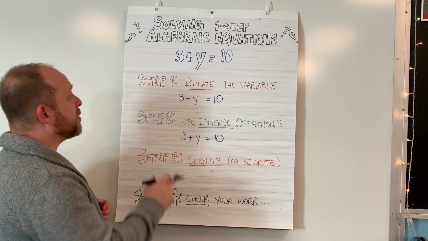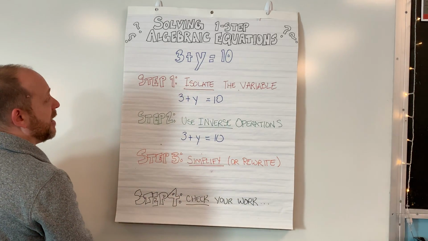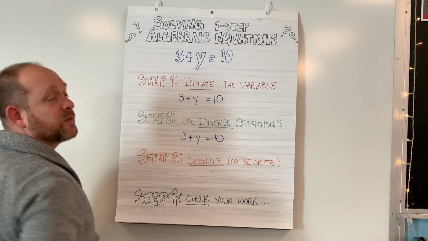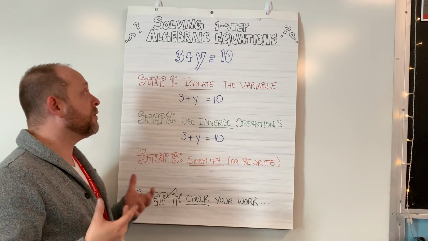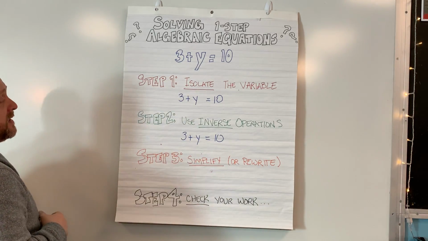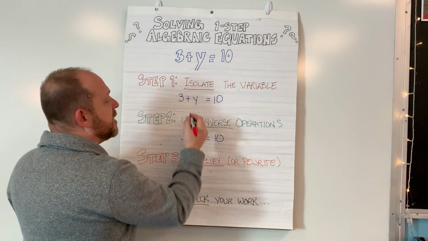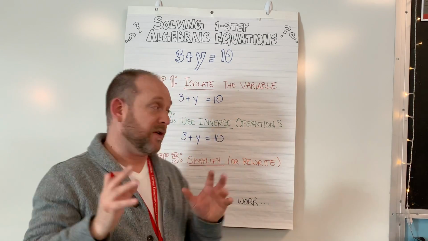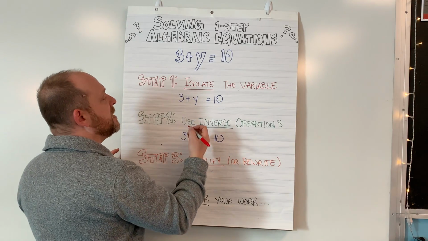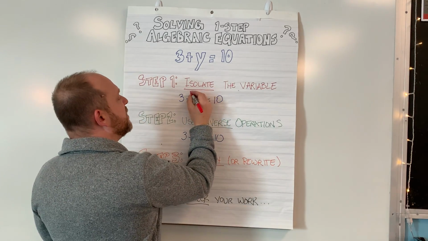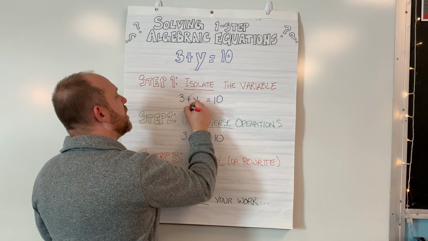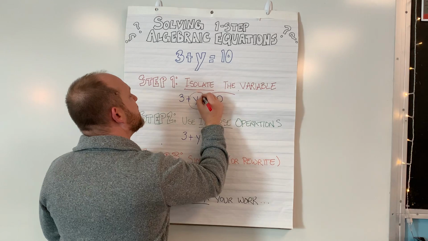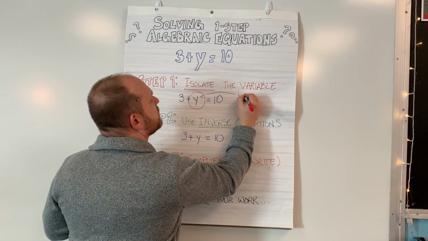So step number one, we need to isolate our variable. So we have the equation 3 plus y equals 10, and we're trying to solve for what? Well, in this case, we're going to solve for y. So I need to know what part of this equation I'm trying to get by itself. That's what it means to isolate. Isolate means to get by itself. So this is what I'm going for. I want the y. I want the variable. So isolate the variable. I'm going to look for the variable.